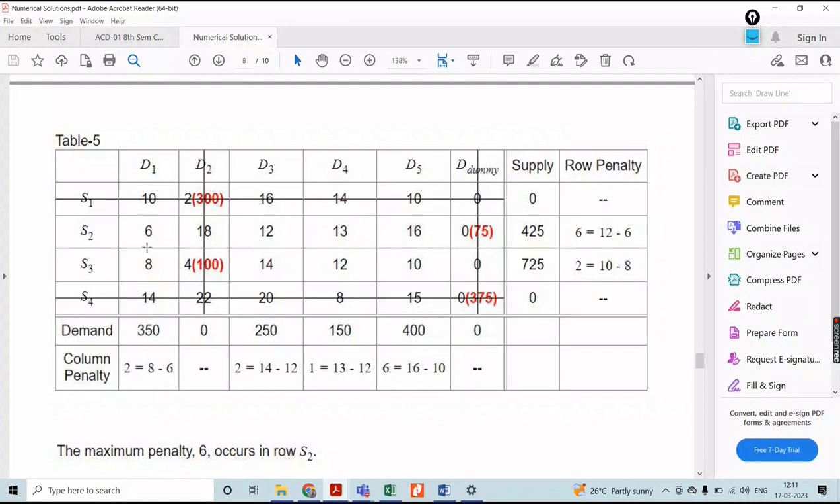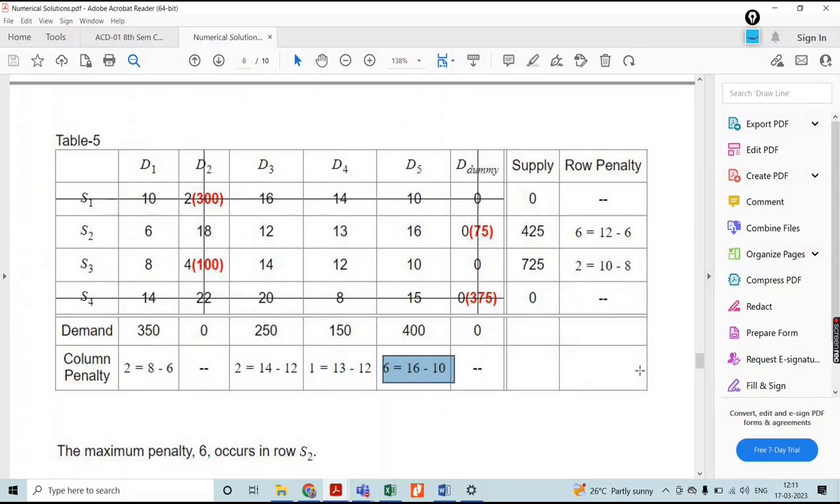penalty evaluation. That is 12 minus 6, 6. Then 10 minus 8, that is 2. Then with respect to this, 8 minus 6, 2. Next, 14 minus 12, 2. Then 13 minus 12, 1. 16 minus 10, 6. Here 6 is the highest value.